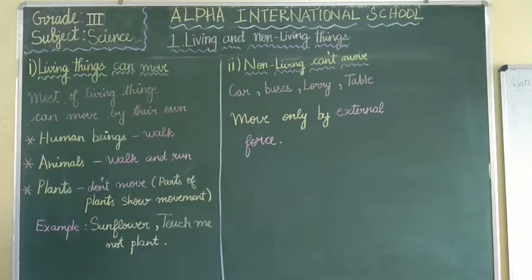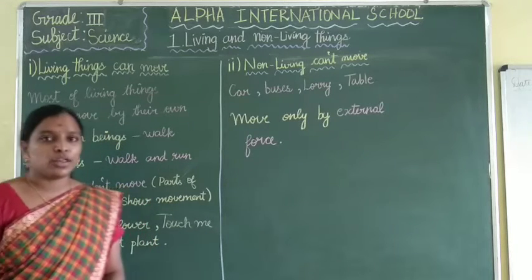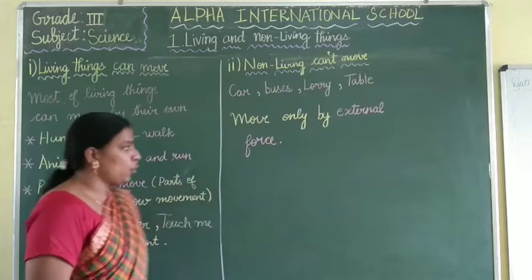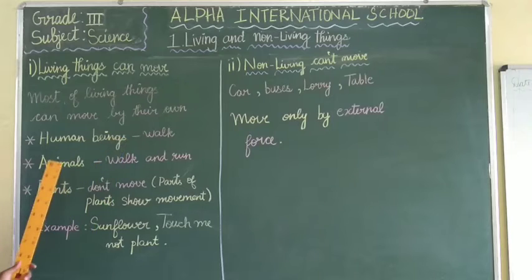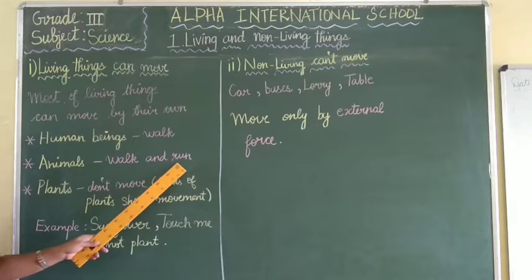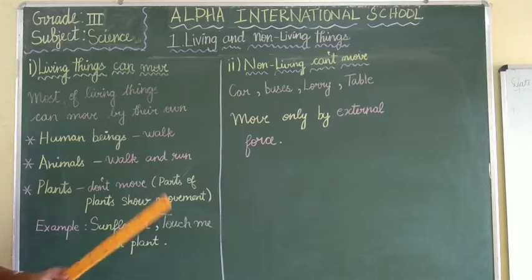So the first example is human being. What I said itself is an example. How will a human being move? The human being will move by walking. Now I am walking and moving from one place to another. Then animals. How will animals move from one place to another? They either walk or they run. They will use these to move from one place to another.